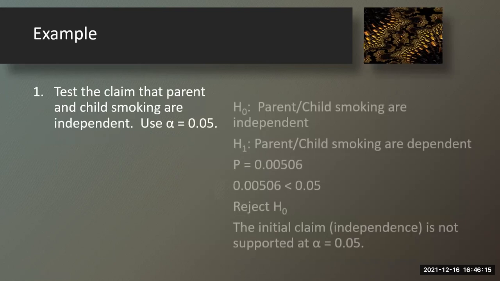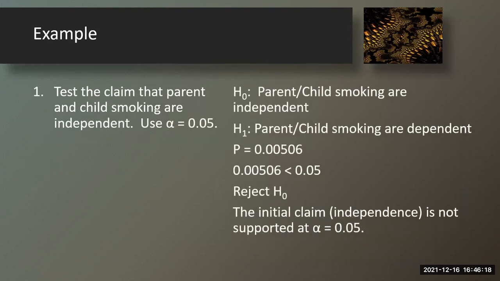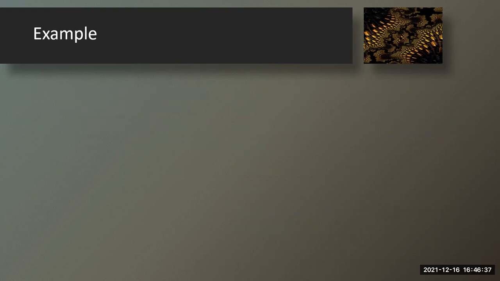So to test that claim, the claim is that parent and child smoking are independent. That's the null. Parent and child smoking are dependent. There's a 0.00506, which is less than the 0.05 by a goodly margin. We will reject the null hypothesis, so our initial claim of independence is not supported at that level of significance.